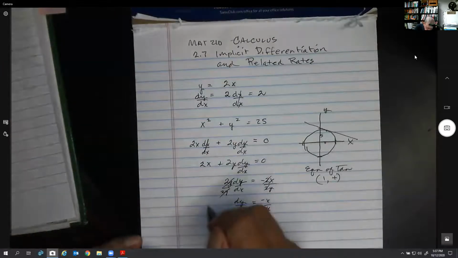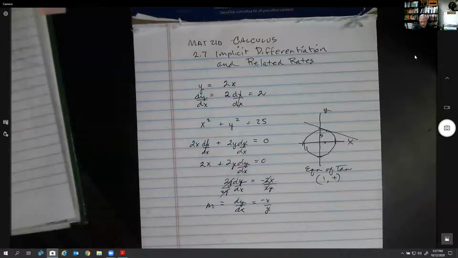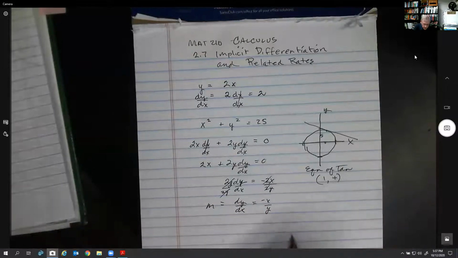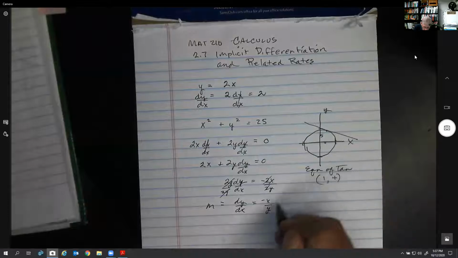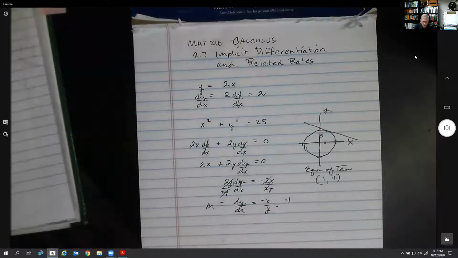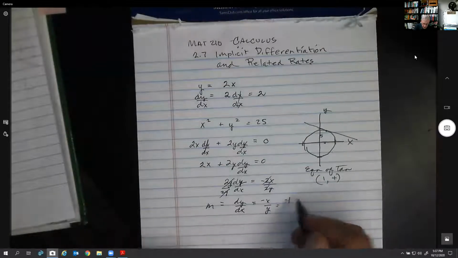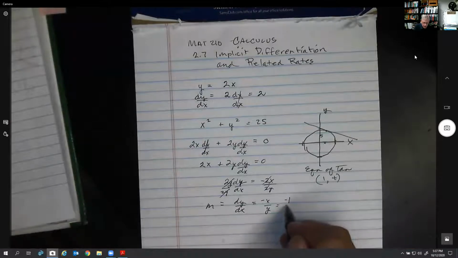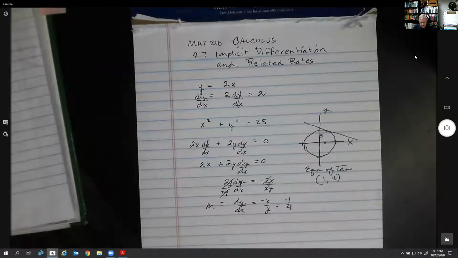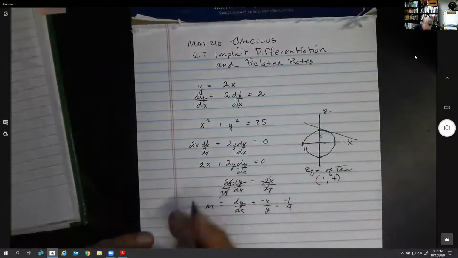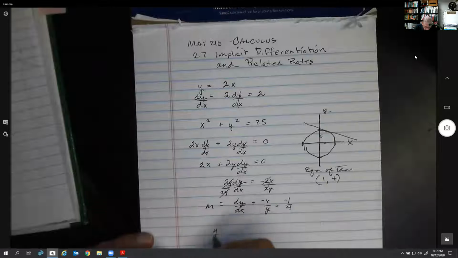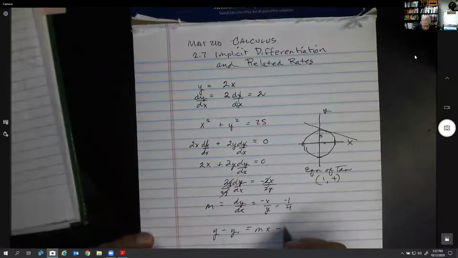And what is this? This is actually the slope of the equation. So if I want to find the slope at that given point, I'm going to substitute in for x, negative 1, and for y, I'm going to put 4. The slope at this point would be negative 1/4. Okay, now I want to find out the equation. y minus y sub 1 equals m times x minus x sub 1.